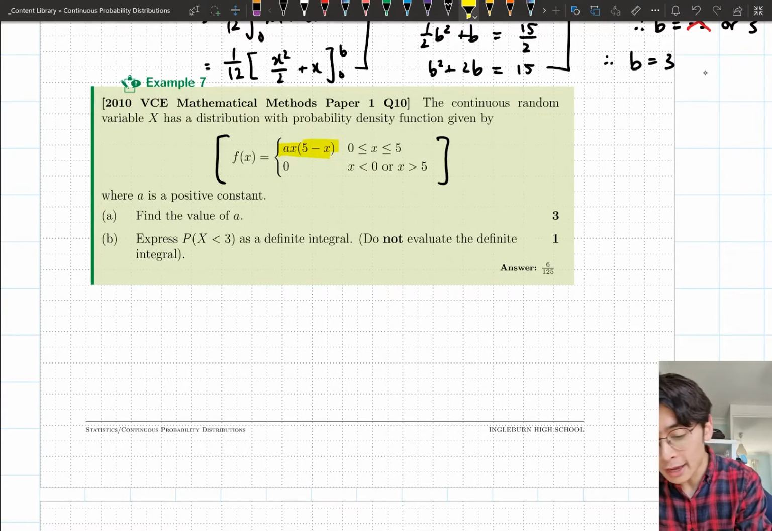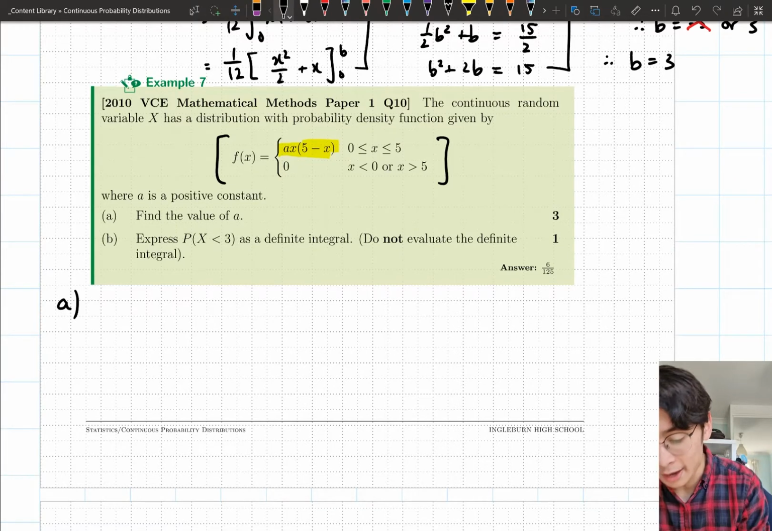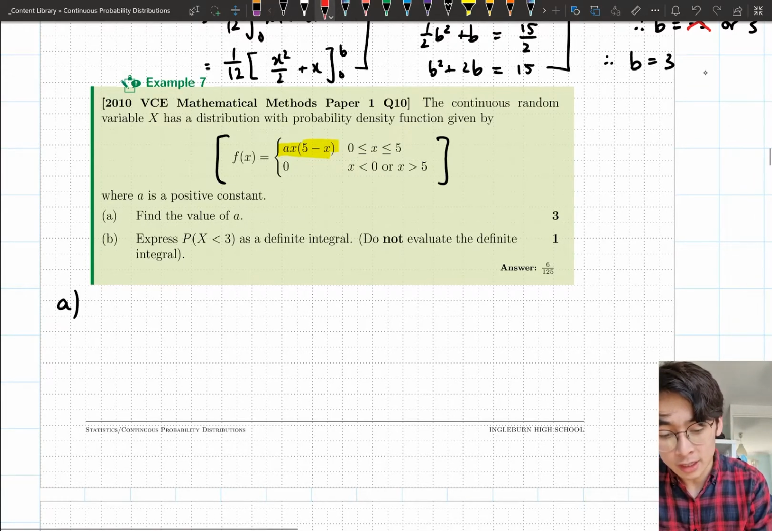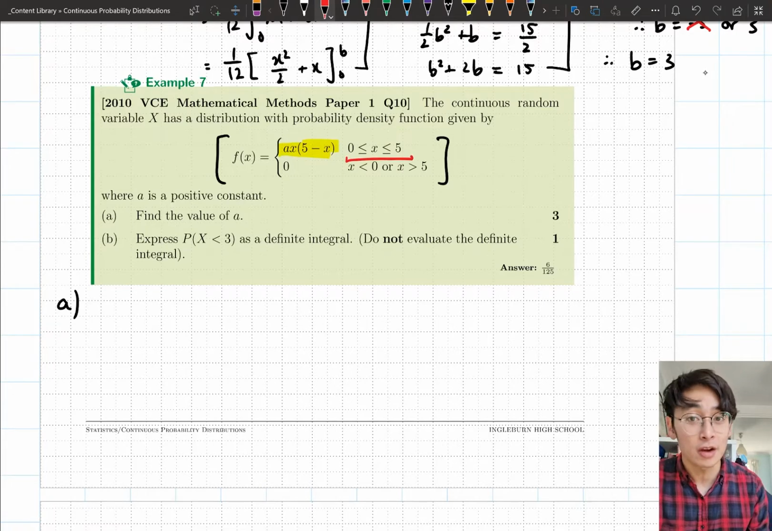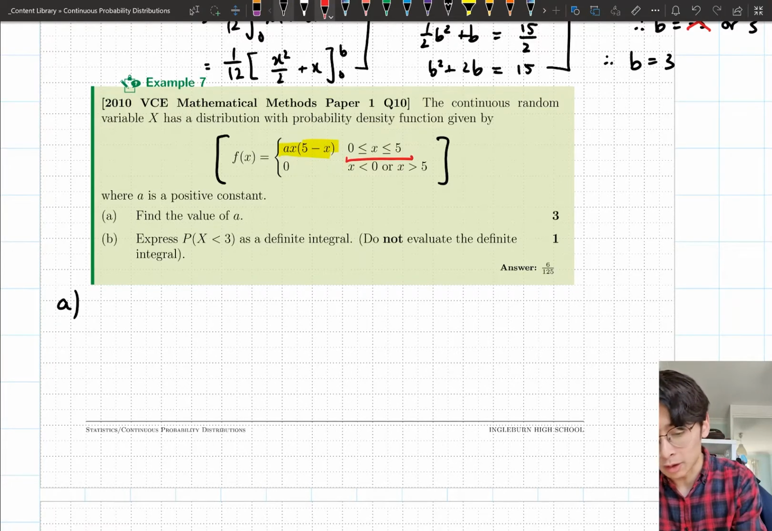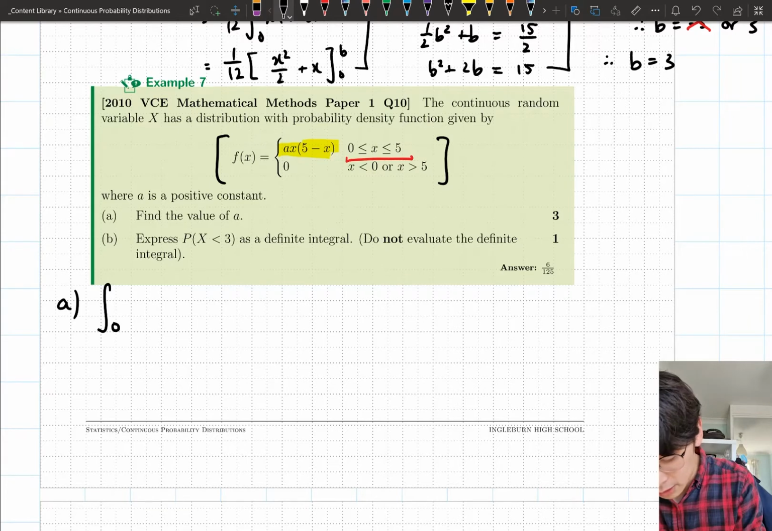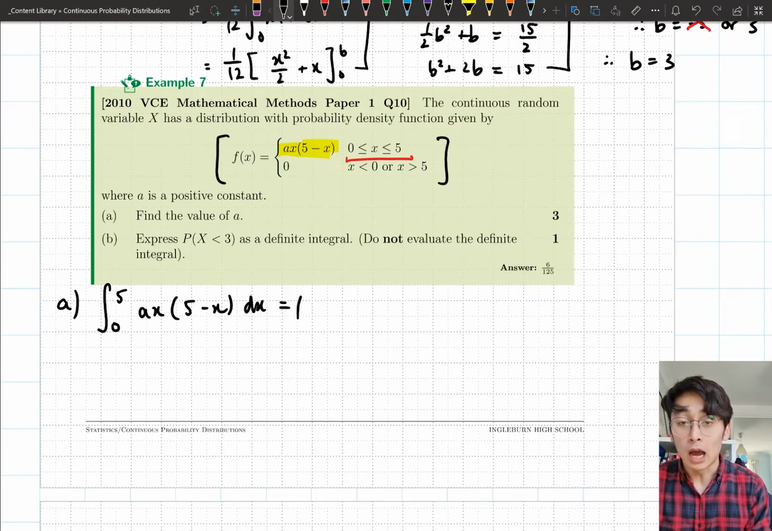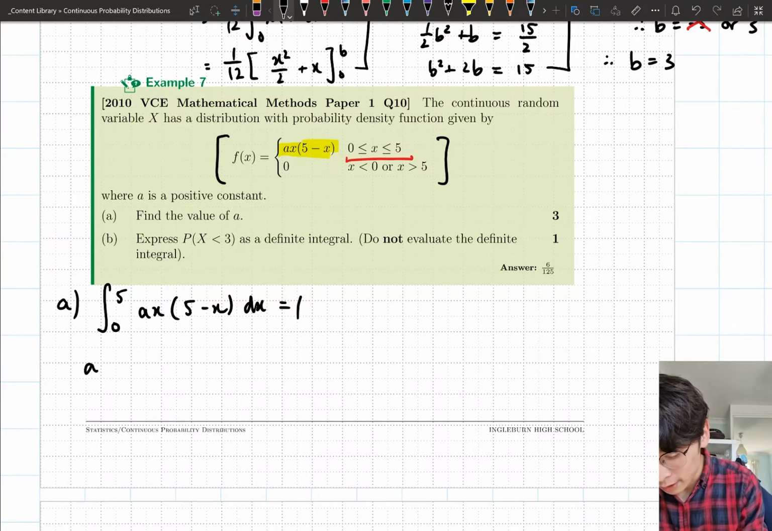Okay, the first part, a, is we want to find the value of a. Now, from last lesson, what we said was in order for our probability density function to be a valid probability density function, the integral over the whole domain needs to be equal to 1. So what I need to do is integrate from 0 to 5, and that needs to be equal to 1. So I'm going to say here, the integral from 0 to 5 of ax(5 - x) dx needs to equal 1.